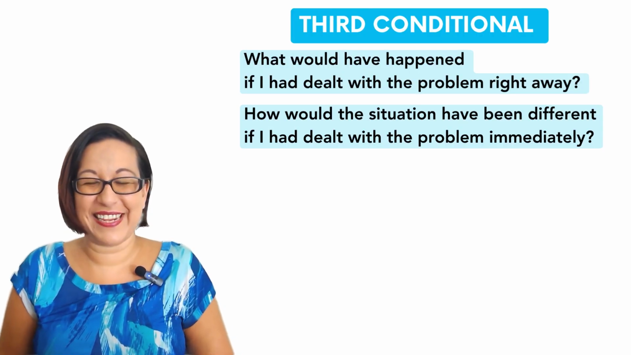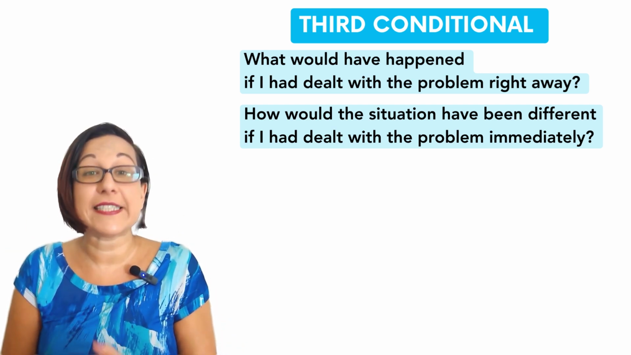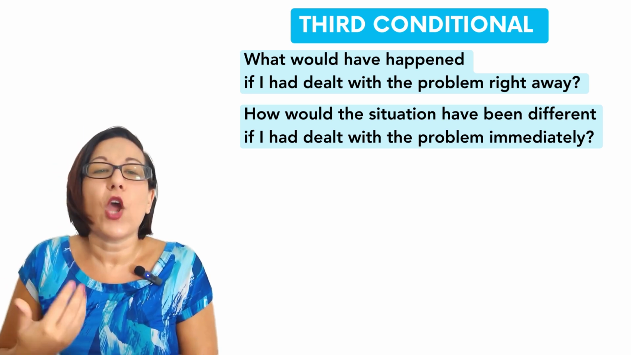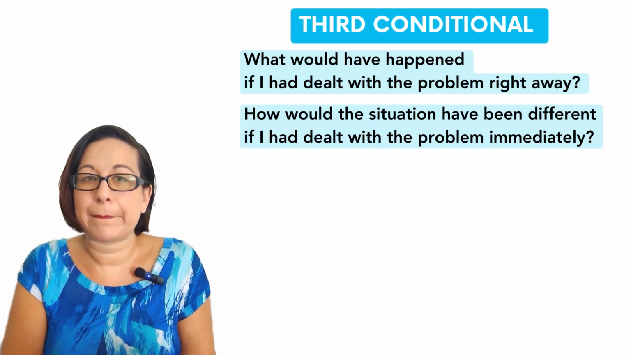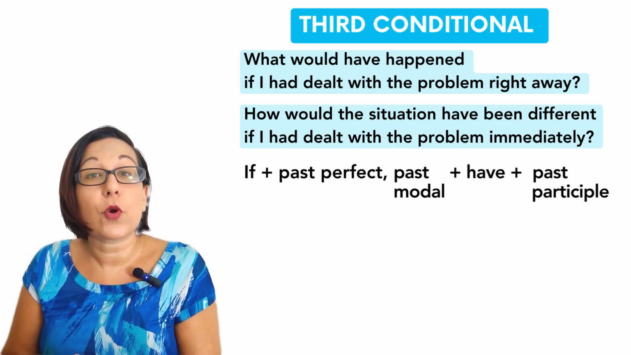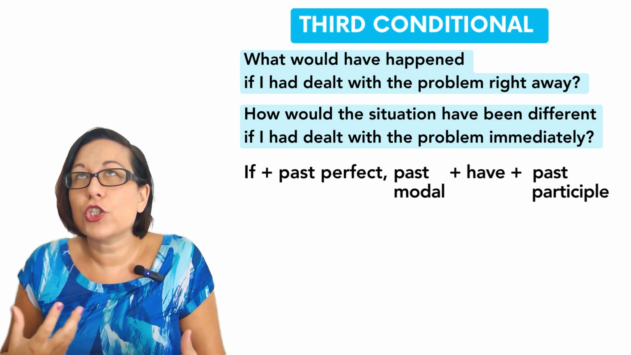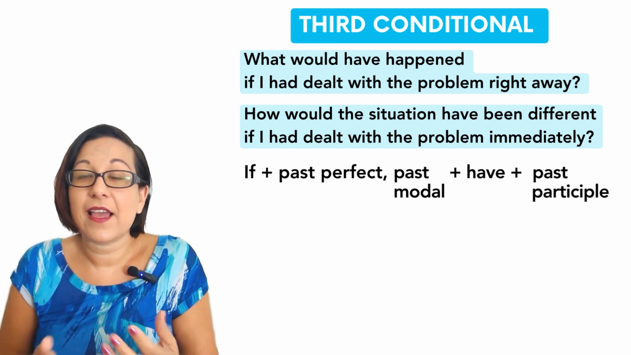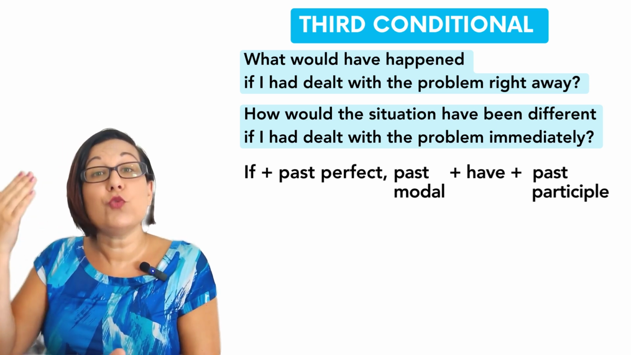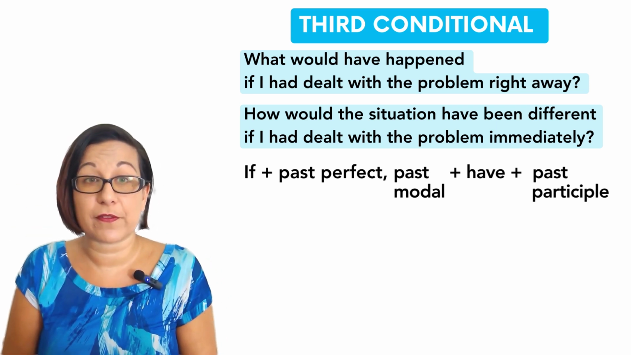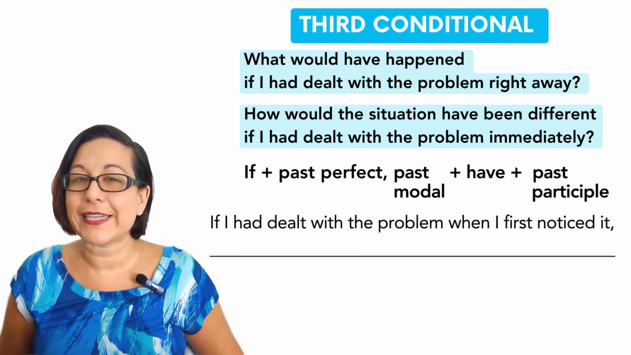Now, you know I like to make these classes a little bit more difficult, so let's throw in a third conditional to imagine what would have happened if I had dealt with that problem right away. Remember, the third conditional is formed with the past perfect, and then we need a past modal, would, could, should, might, have, and then that past participle, which is why it's really important that you know those different forms of irregular verbs. Okay, so following that rule, how would you complete this sentence?